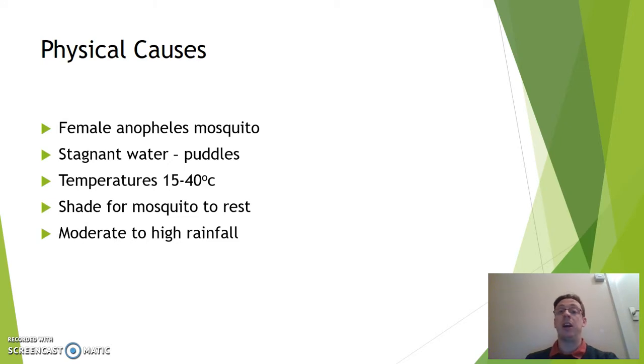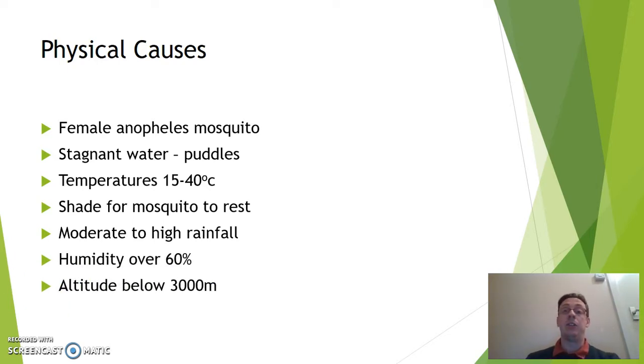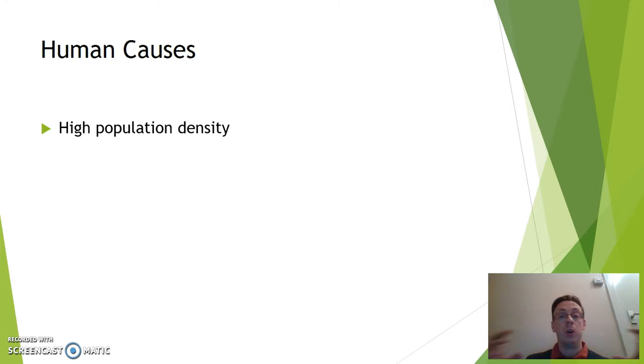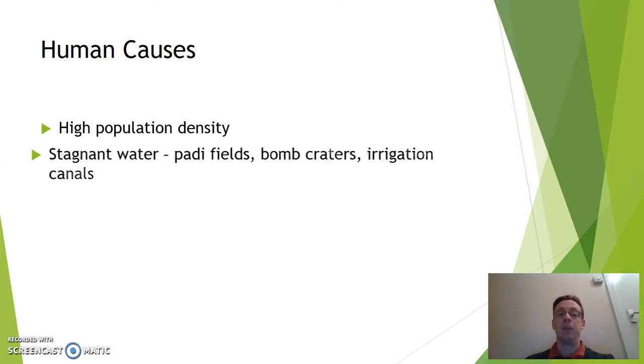We need moderate to high rainfall. Again, it helps to create these areas of stagnant water. We need a humidity level of over 60%, and we need an altitude of below 3,000 metres. The altitude marries up with the temperatures. What are some of the human causes? High population density. Lots of people in a small physical area means that the mosquito can bite person to person to person, and it's going to spread this disease really rapidly.